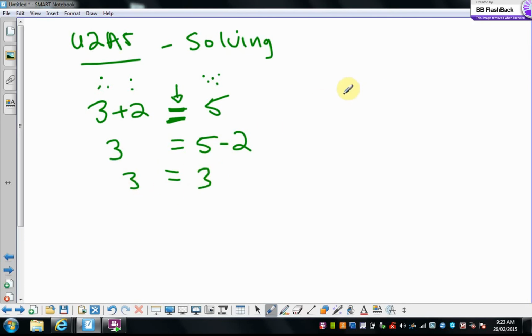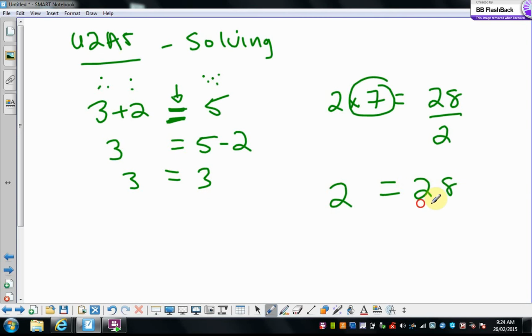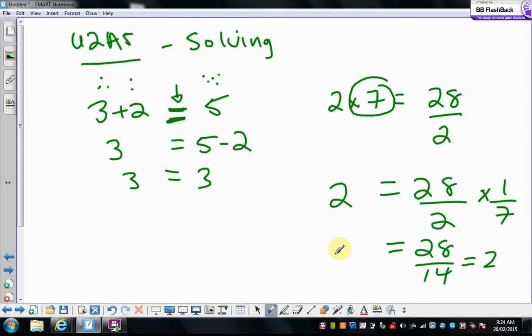The same thing happens with multiplying and dividing. So if I have 2 times 7 is equal to, I don't know, let's go 28 divided by 2. Each of these are worth 14, and I have a 2 on this side, a 7 on this side, 28 and a 2 on this side. If I want to get rid of this 7, for example, it's multiplying this side of the equal sign. When I bring it across the equal sign, I need to divide. So I go 28 divided by 2 divided by 7, or times 1/7, another way to talk about it. I have 28 times 1 over 2 times 7, which is 28 divided by 14, which is 2. So I have 2 is equal to 2 again.